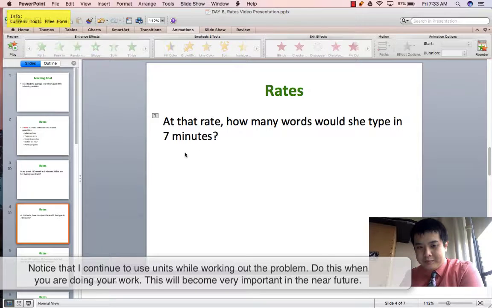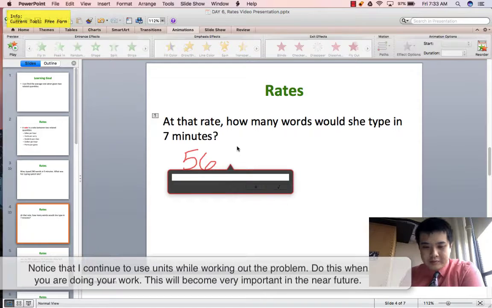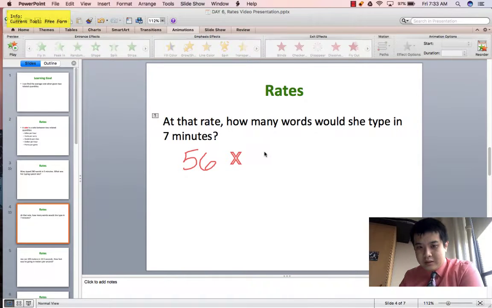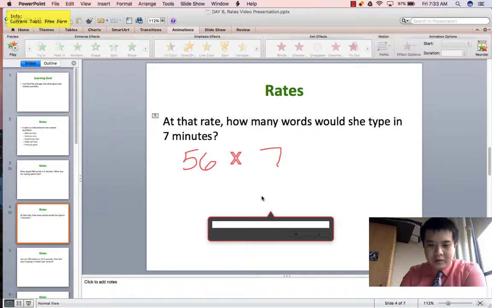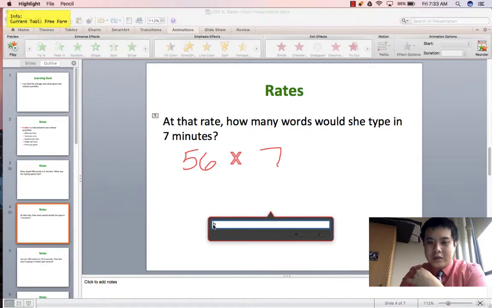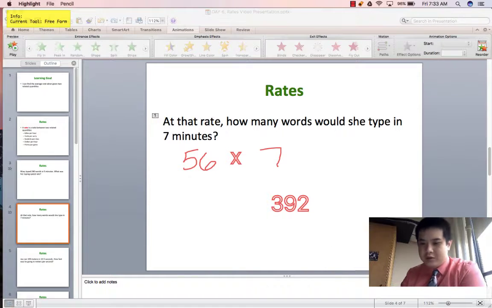So 56 times 7, we find out that 6 times 7 is 42. Carry the 4. 5 times 7 is 35, plus 4 is 39. So she will be able to type 392 words. Be sure to have units.